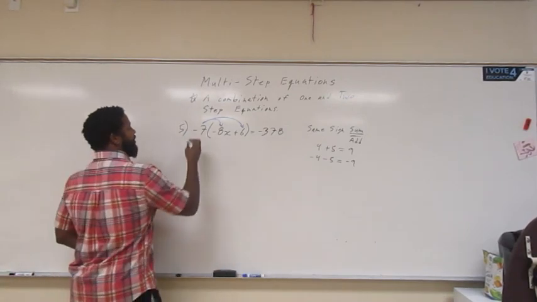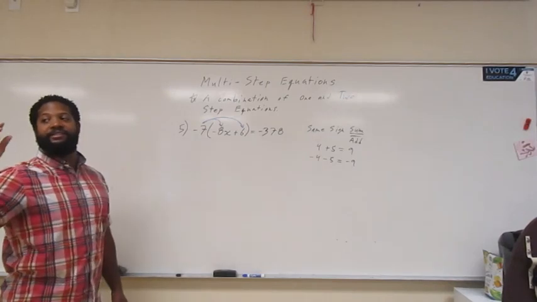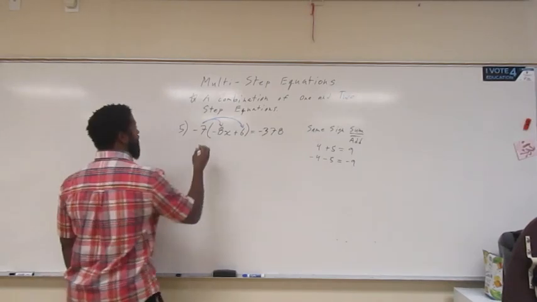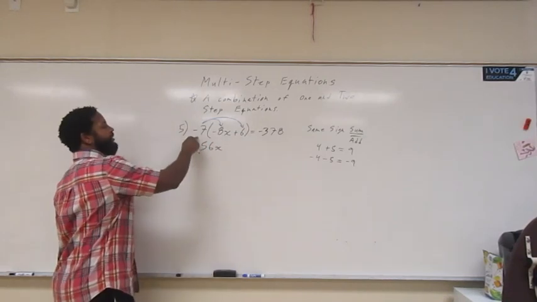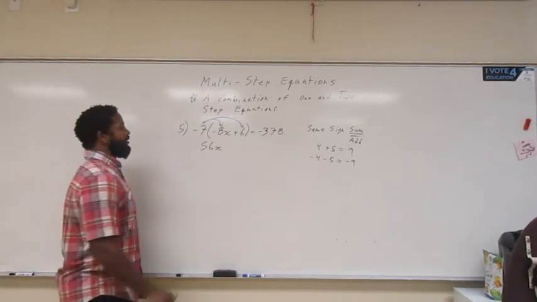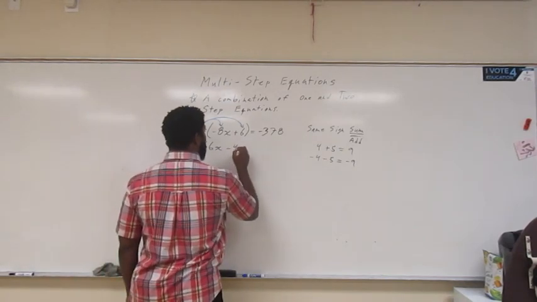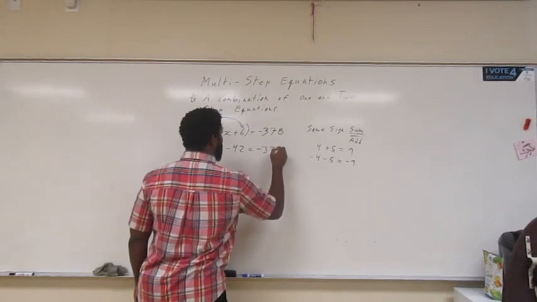Take your time. -7 times a -8 is equal to? Positive 56. Good job. 56x. -7 times a positive 6 is equal to? -42. Equal to -378. Okay?